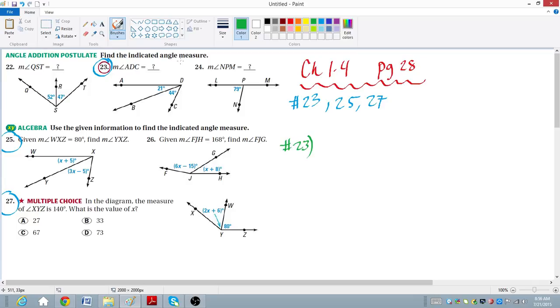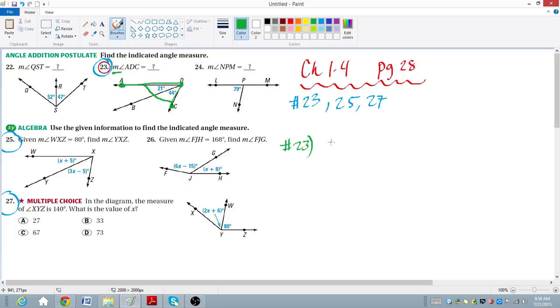Find the indicated angle measure. Well, make sure you understand, when there's an M right here, that means that it wants the length of whatever that is. So ADC, I'm looking at angle. This is A, the middle is D, and then here's C. So I'm just going to connect the angle ADC. Well, this angle is really 21 plus 44.